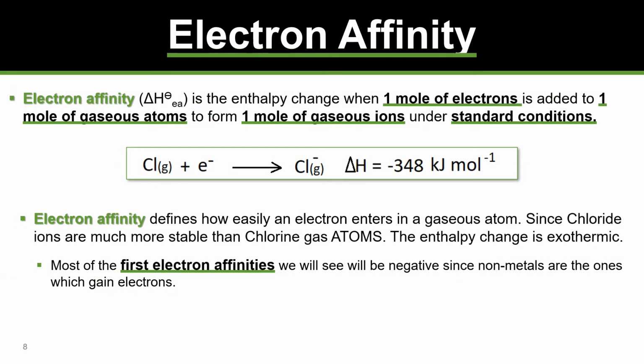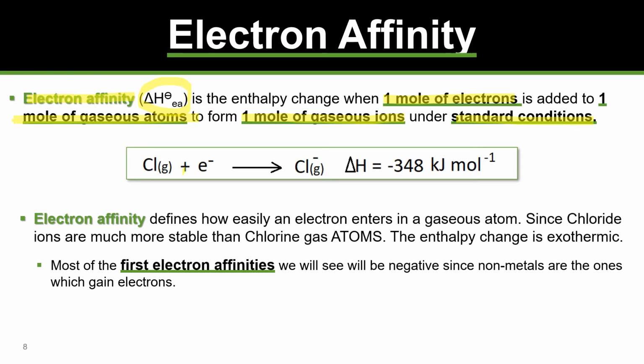Electron affinity is the opposite of the ionization energy. It's represented as delta H EA for electron affinity, and is the enthalpy change when 1 mole of electron is added, in this case not taken out, to 1 mole of gaseous atoms to form 1 mole of gaseous ions. Of course, they are going to be negative under standard conditions.